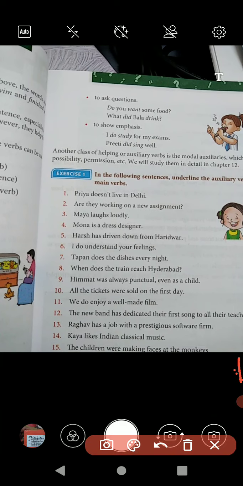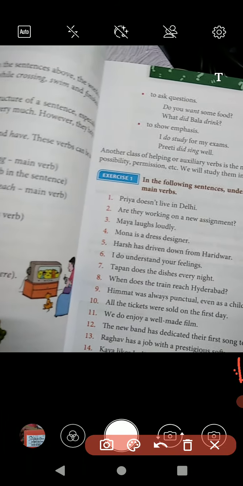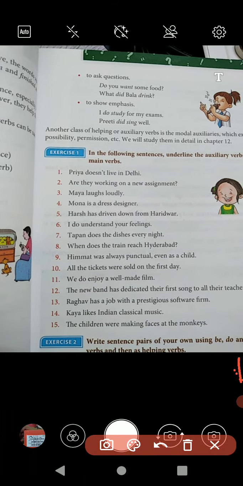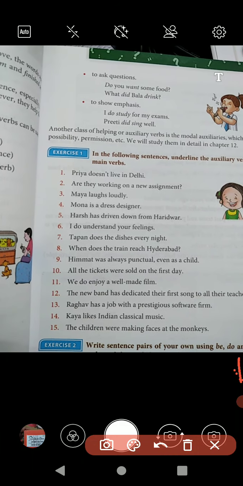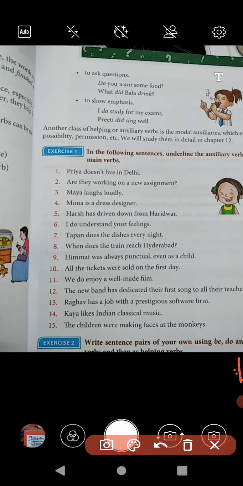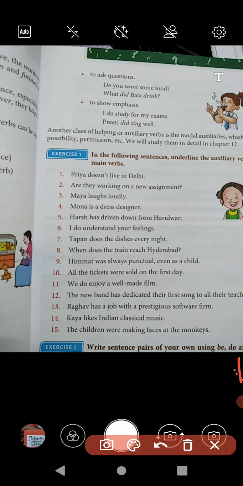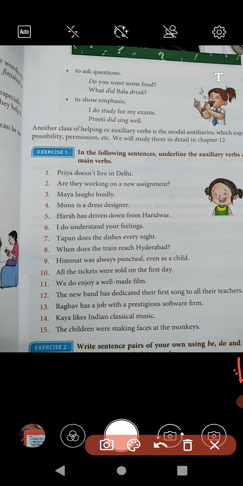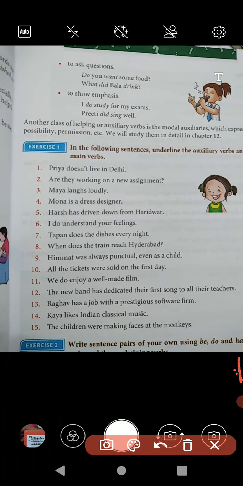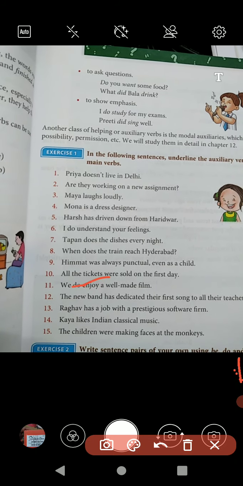The 11th one, we do enjoy a well-made film. So we do enjoy a well-made film. In this sentence we have two verbs. One is enjoy. Enjoy is the main verb and do is the auxiliary verb.